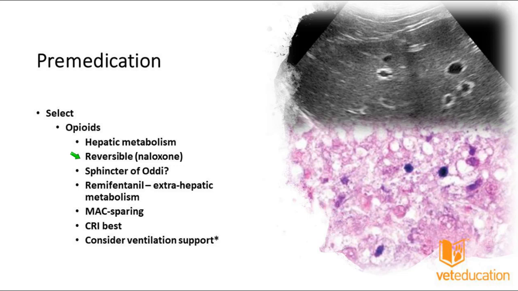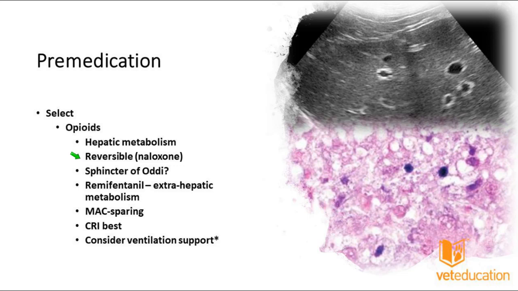Remifentanil, which I'll talk about in a second, has extrahepatic metabolism. So this is a drug that is related to fentanyl. It's extremely short-acting, but it is not metabolized in the liver. So this is an opioid that perhaps we might preferentially select, if we were able to get hold of it, in order to give our patient very, very good analgesia.